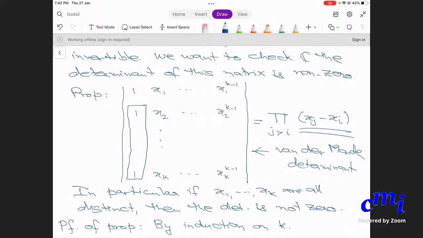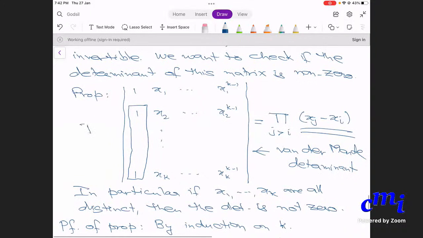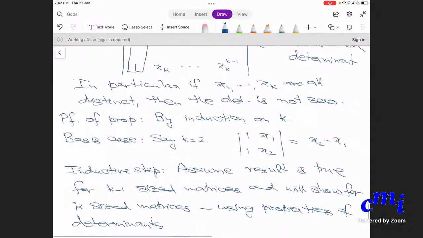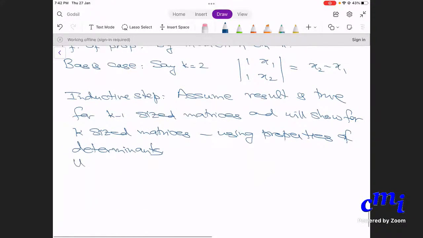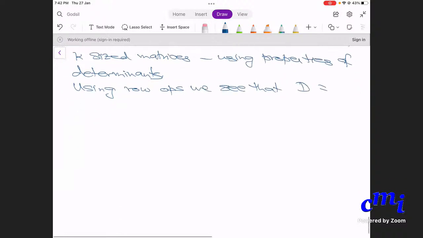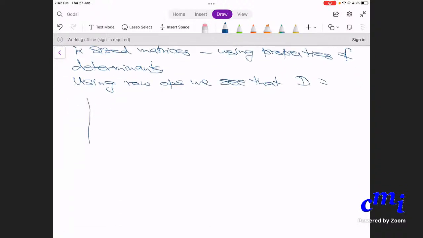So let D be the determinant. So let D be this number, which is the determinant of this matrix. I want to calculate D by first making all the entries in the first column 0, except for, of course, the 1,1 entry. So using row operations, we see that D is also the determinant of the following matrix. So what is that following matrix?